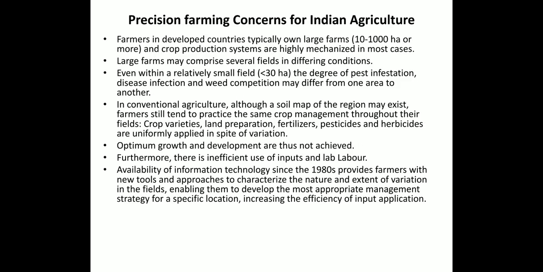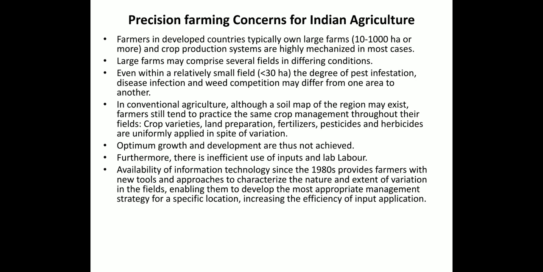Next, you can see the precision farming concerns for Indian agriculture. Farmers in developed countries typically own large farms, that is 10 to 1000 hectares or more, and the crop production systems are highly mechanized in most cases. Large farms may comprise several fields in different conditions. Even with a relatively small field, that is less than 30 hectares, the degree of pest infestation, disease infection and weed competition may differ from one area to another. In conventional agriculture, soil maps of the region may exist, but farmers still tend to practice the same crop management throughout the fields.